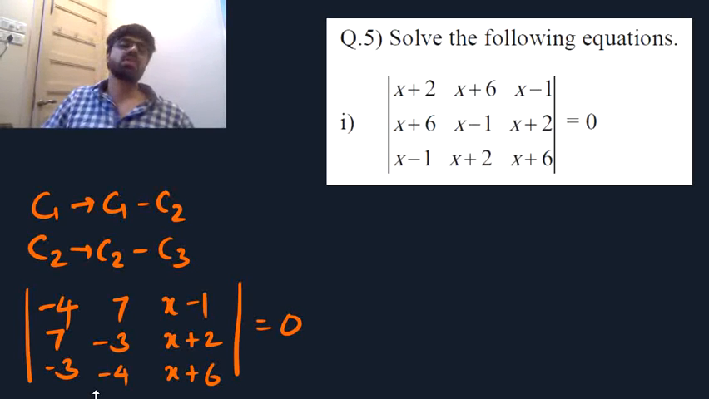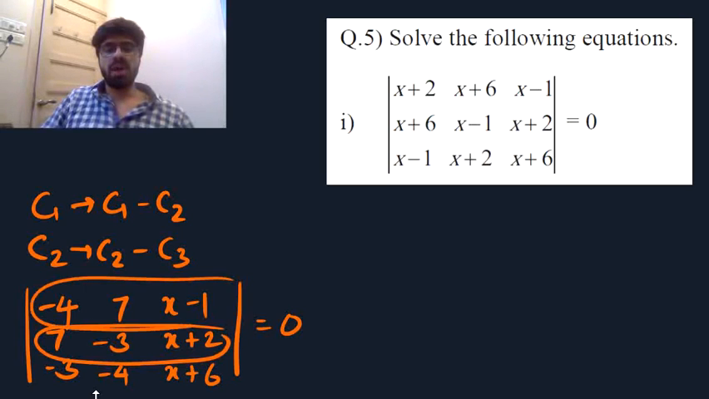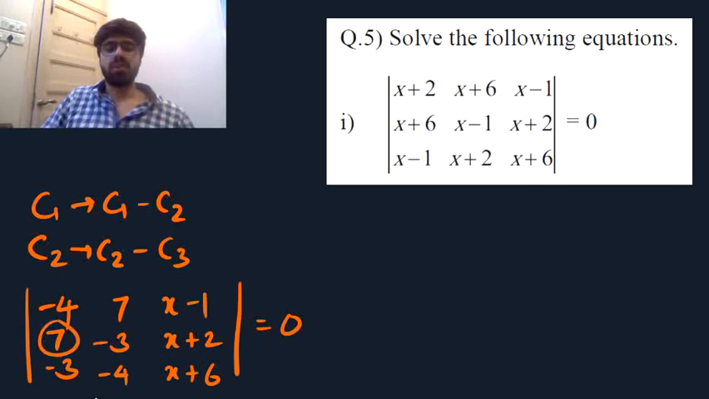x plus 2 and x plus 6, which is equal to 0. Let's go for R2 minus R1. So 7 minus minus 4, that will give us 11. This minus this would give us minus 10. And this minus this will give us 3.